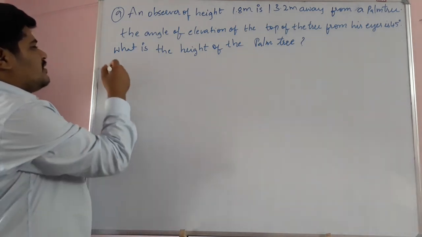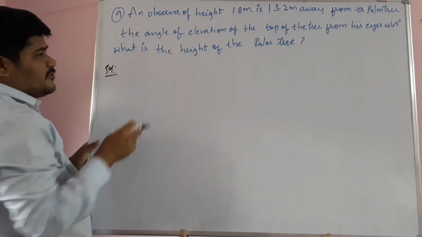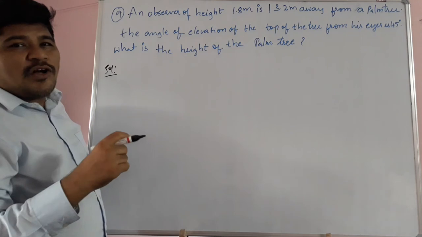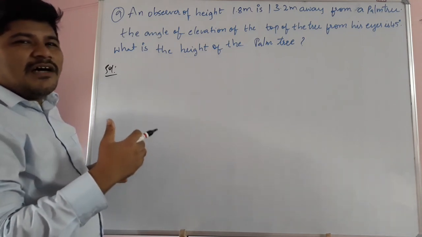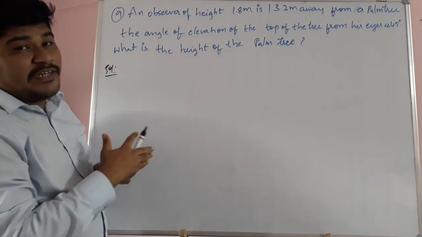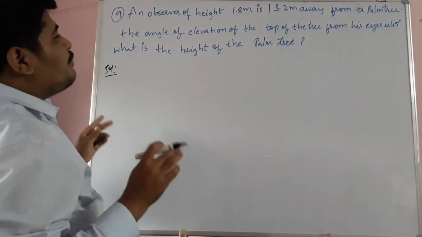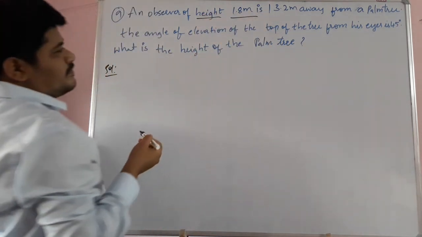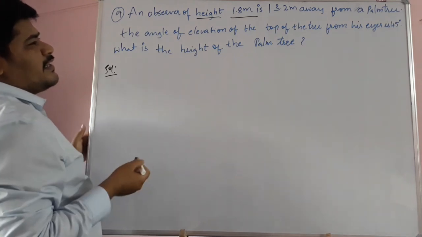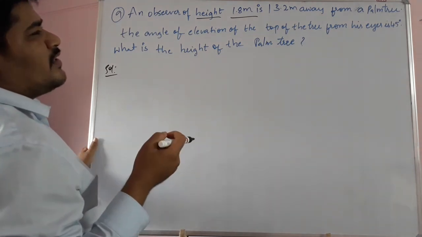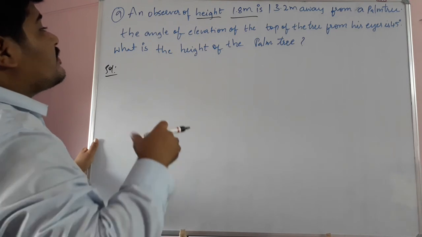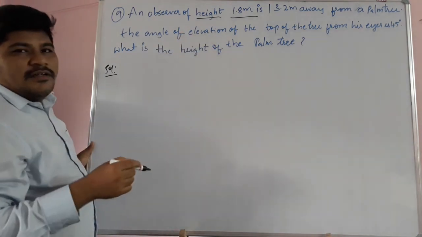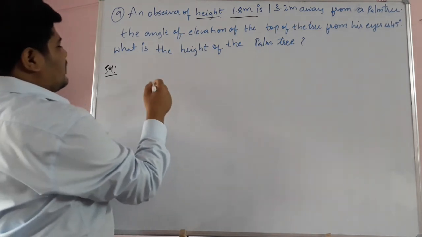So students, let's see this solution. Already discussed in the problem, if the height of the observer is not given, then we will neglect it. But here they mentioned the height of the observer, so we have to take that. And he is 13.2 meters away from a palm tree, and he is observing the top of the tree at 45 degrees, right? So students, we need to draw the diagram first.